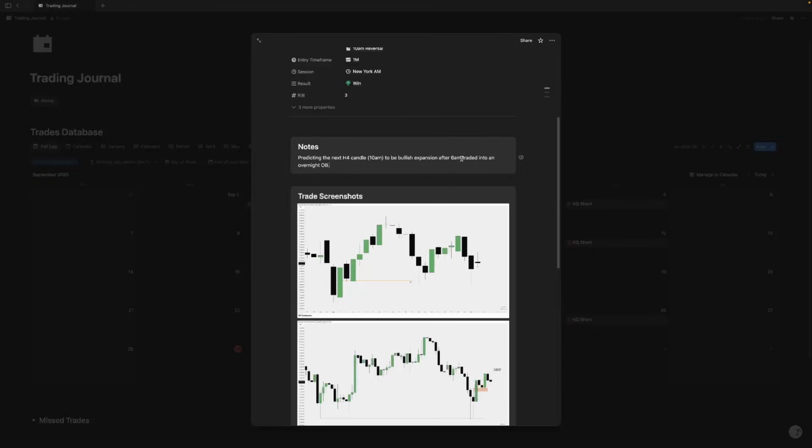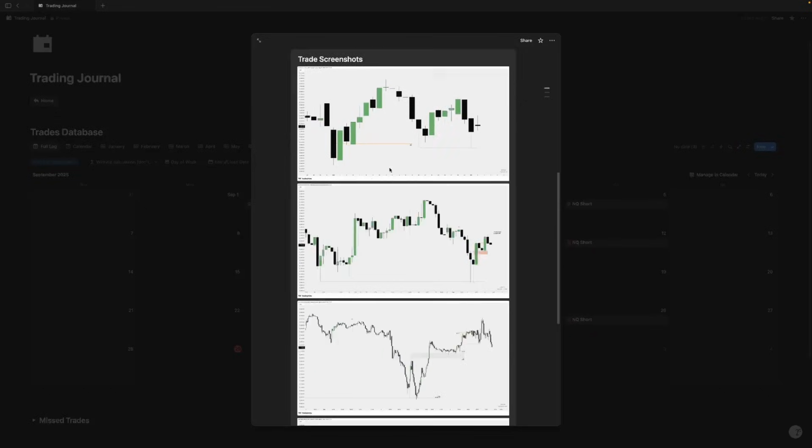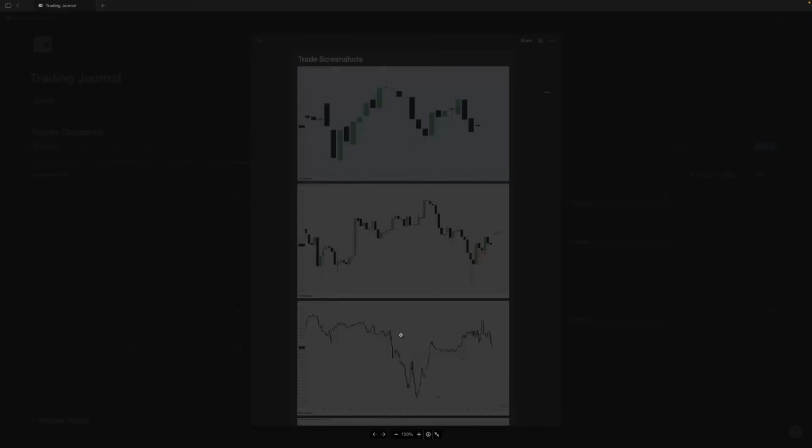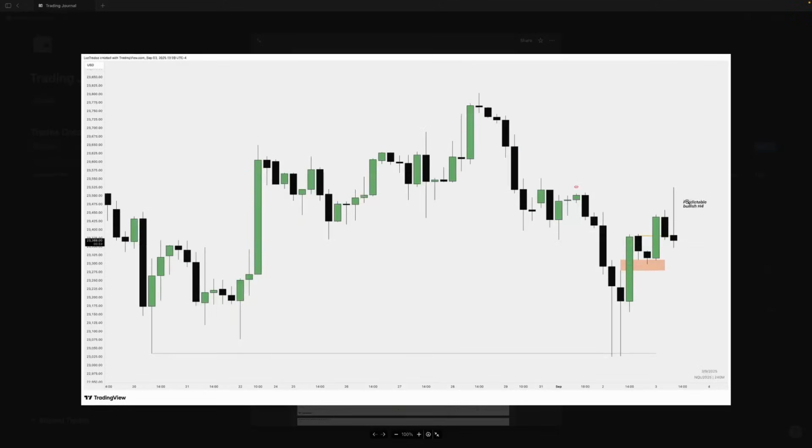To be bullish, expansion after 6 a.m. traded into an overnight order block, right? So here we go. Daily order block, right? You have a daily order block here, mean threshold of that, got traded into. What did we take down here? A low, another low taken at this point, right? So we go into the next chart, 4-hour, predicting bullish 4-hour candle, right?